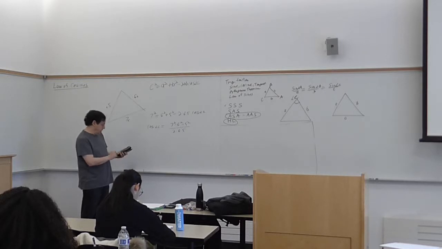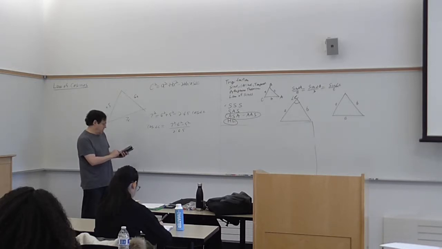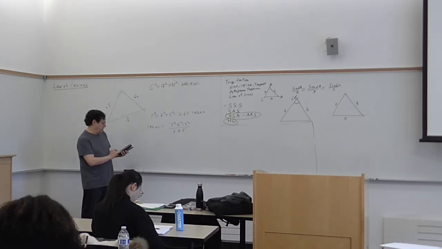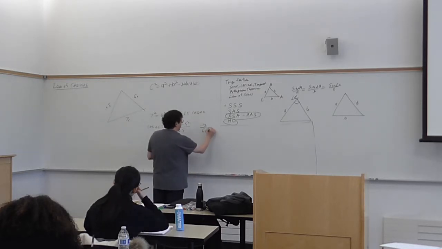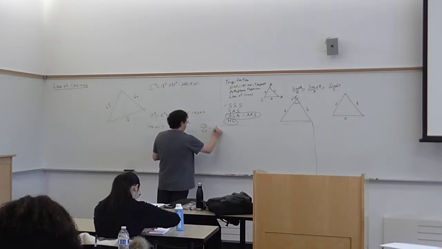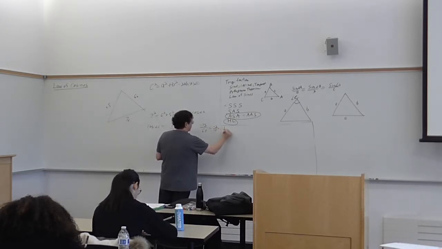So, what is that? 7 squared minus 6 squared minus 5 squared. 49 minus 36 minus 25 is minus 12 over 60, or minus 2/10, minus 1/5, I guess.